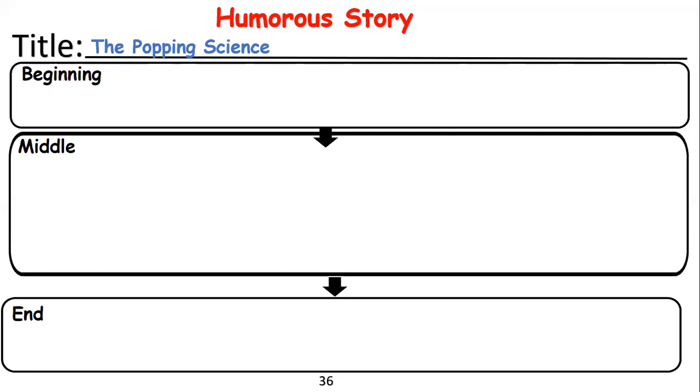Now, I prepared for you a sample. Of course, you can write your own, but this is a sample. We said that the beginning should describe the setting, when and where, the time and the place, and should introduce the characters and explain the situation, right? Okay.